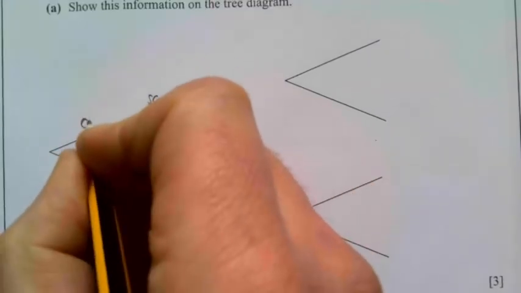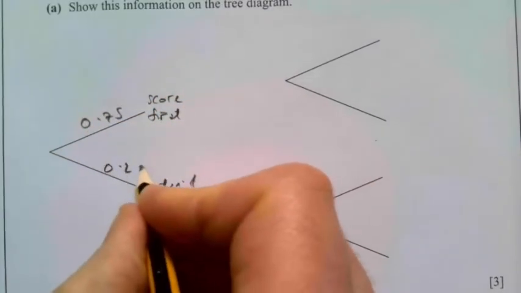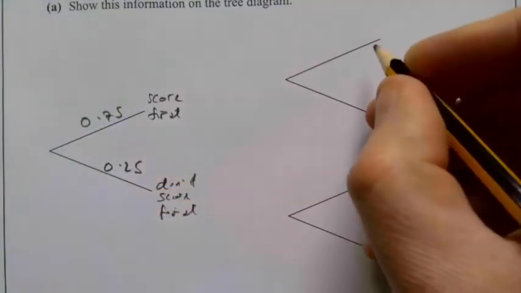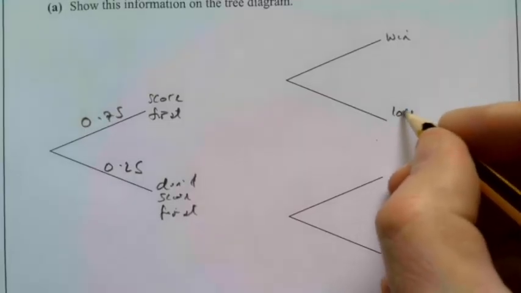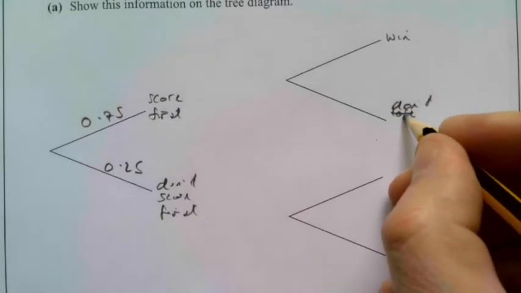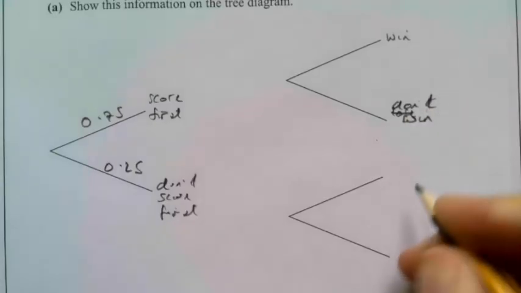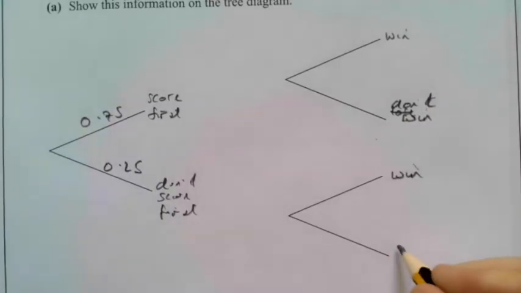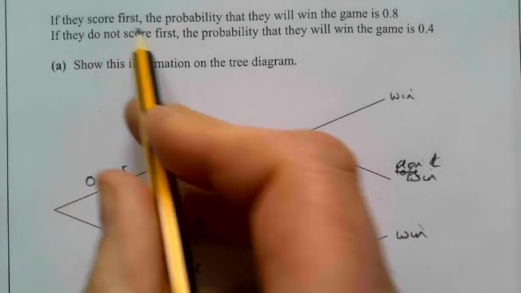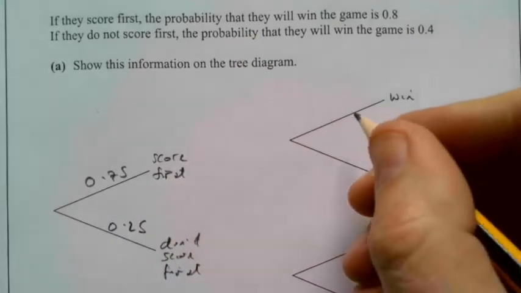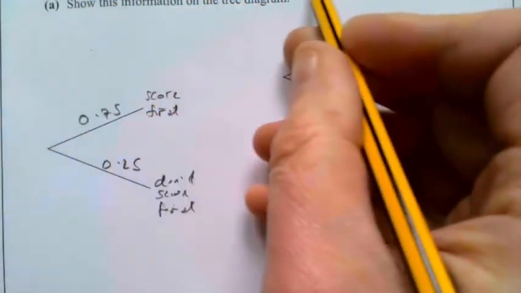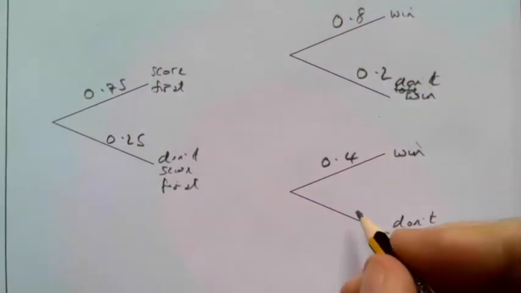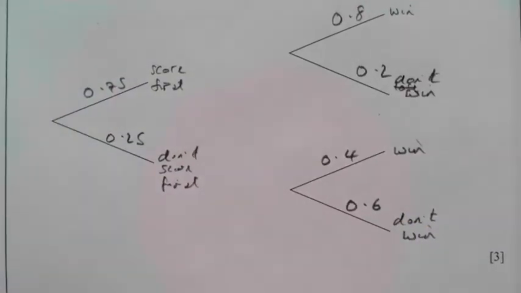And that's 0.75 and 0.25, and then it's win, lose, or don't win is better actually, because in case it's a draw, don't win, win, don't win. If they score first, probability to win the game is 0.8. So that then is going to be 0.2. If they do not score first, they'll probably win the game is 0.4, and then 0.6.